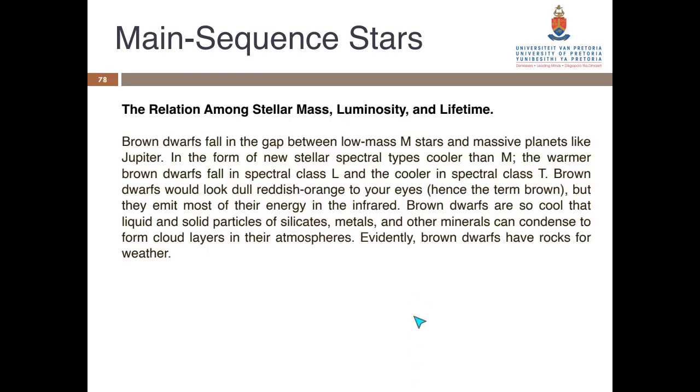Brown dwarfs fall in a gap between low-mass M stars and massive planets like Jupiter. In the form of new stellar spectral types cooler than them, the warmer brown dwarfs fall in spectral class L and the cooler in spectral class T. Brown dwarfs would look dull reddish orange to your eyes, hence the term brown, but emit most of their energy in the infrared. Brown dwarfs are so cool that liquid and solid particles of silicates, metals, and other minerals can condense to form cloud layers in their atmospheres. Evidently, brown dwarfs have rocks for weather.